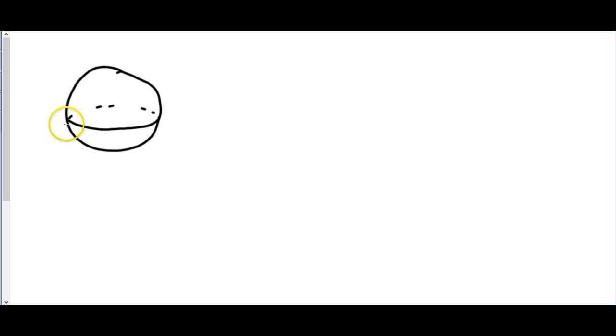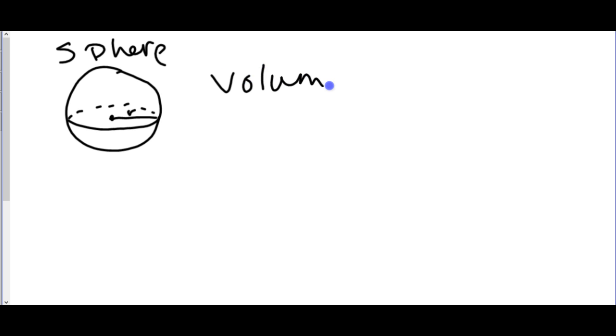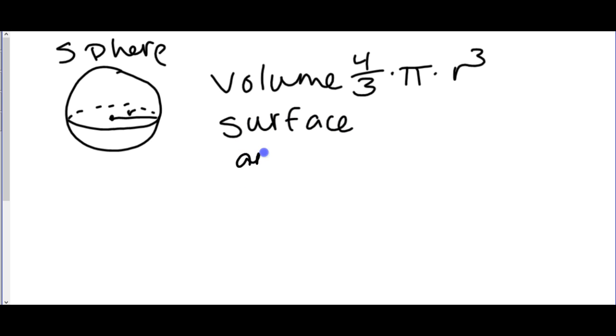Basically, a ball. So on a sphere, we only need one piece of information. We need the radius. And for a sphere, the volume is 4/3 times pi times r to the third, so times the radius to the third, and the surface area is 4 times pi times r squared. Again, you can use 3.14 for pi.